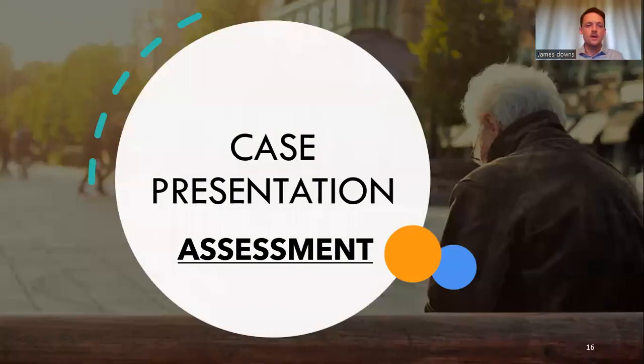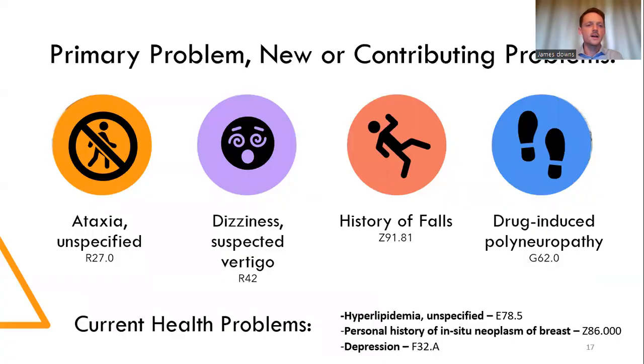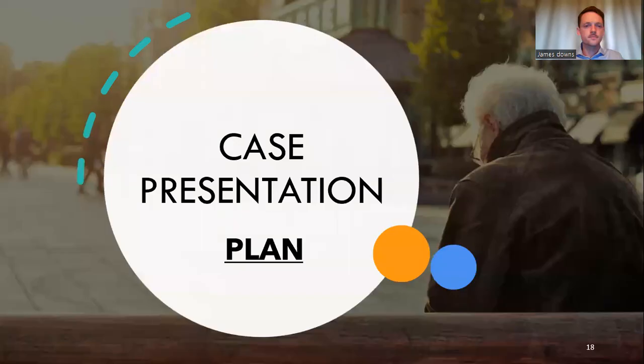So now on to assessment. So primary problems, new contributing problems. So ataxia, dizziness, history of falls. These three are new, and then drug-induced polyneuropathy that's actually past. So the drug-induced polyneuropathy, as we'll discuss, is related to her breast cancer treatment. So other problems: hyperlipidemia, breast cancer, and depression.